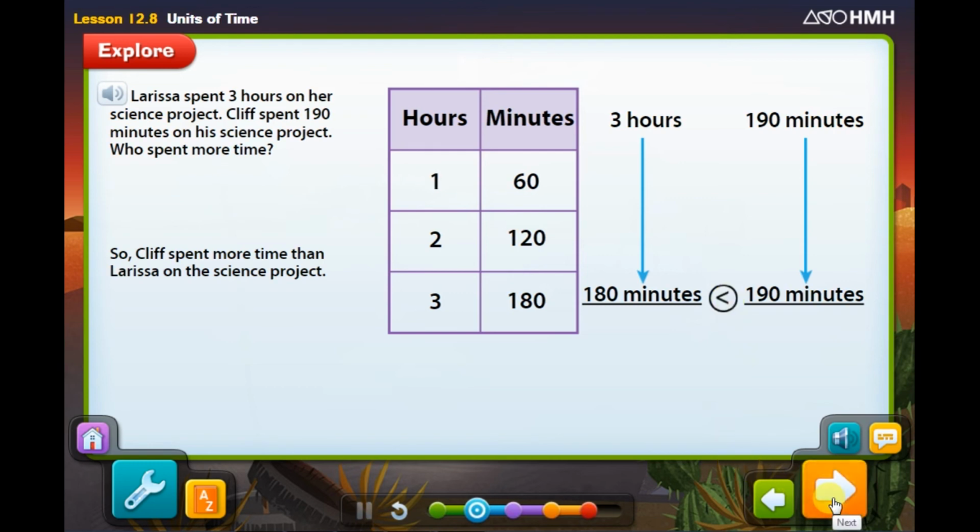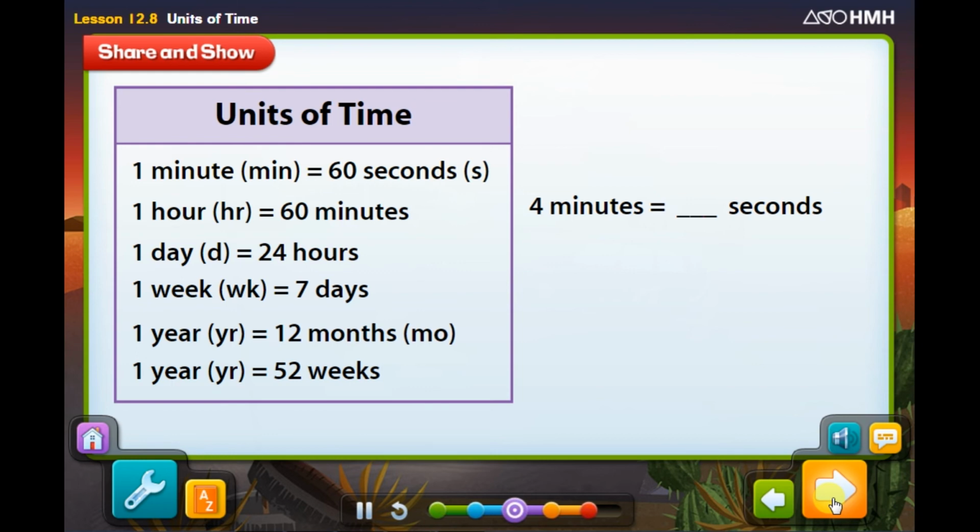Let's see another example and compare time. How many seconds are in 4 minutes? Since there are 60 seconds in 1 minute, multiply 60 seconds by 4.